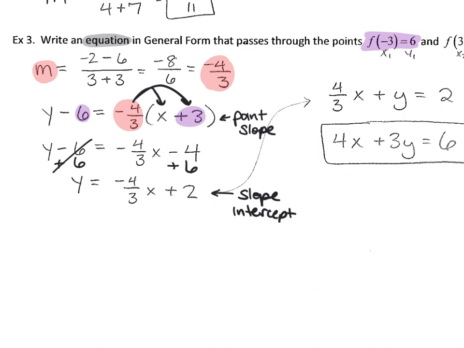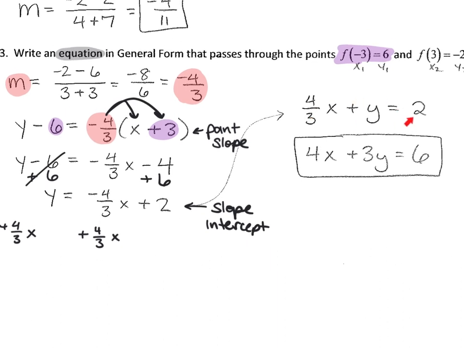I moved the x over. I added 4/3 x to both sides. So if you want to show that step, I did plus 4/3 x and plus 4/3 x. Now it's sort of in standard form because the x's and y's are both on the left-hand side, but the coefficients of those, a and b, cannot be fractions. So what did I do to go from this step to this step?